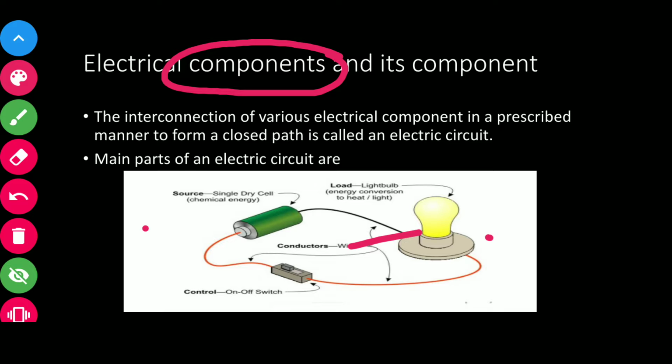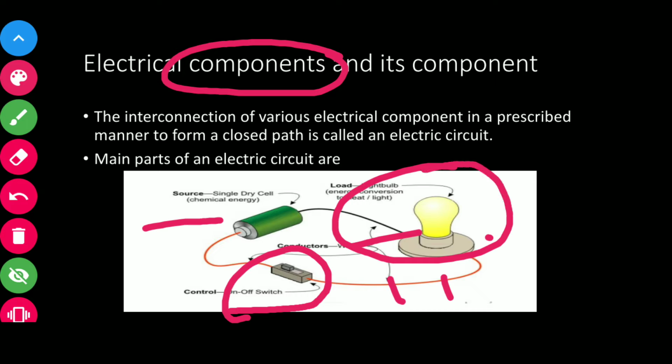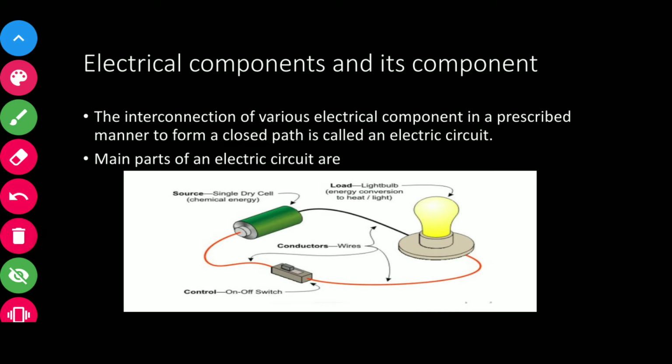What are the main parts of an electrical circuit? One is the source, which converts chemical energy to electrical energy. Next is the control, that is the switch. Next is the conductor, which is the wire, and the final one is the load, which is the bulb. This is a very basic form of an electrical circuit. Let's move to the next slide.